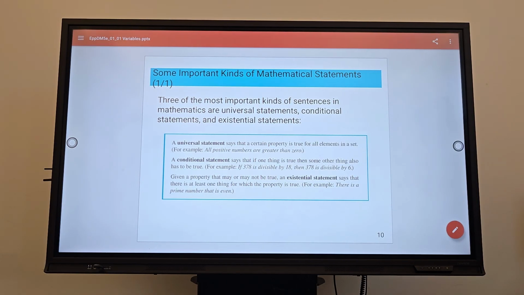Given a property that may or may not be true, an existential statement says that there is at least one thing for which the property is true. There is a prime number that is even, which is true, the number 2.